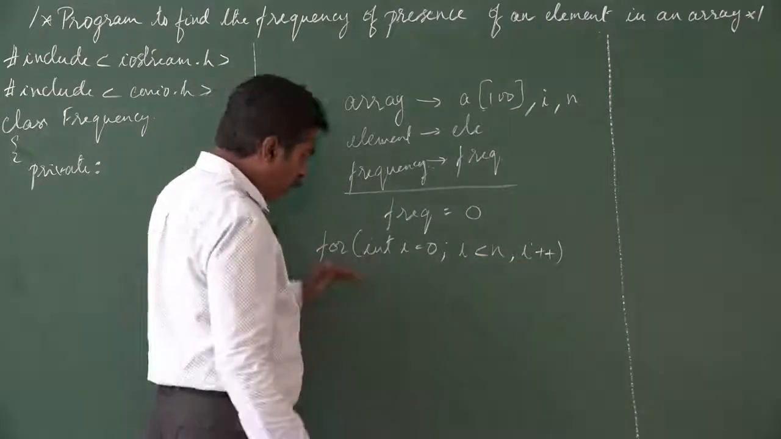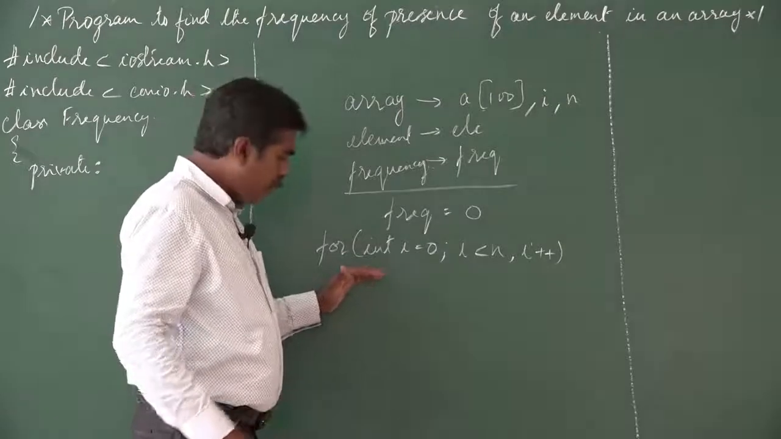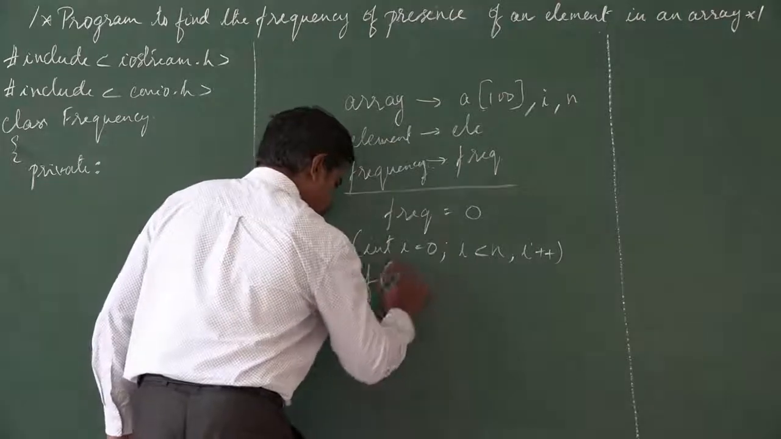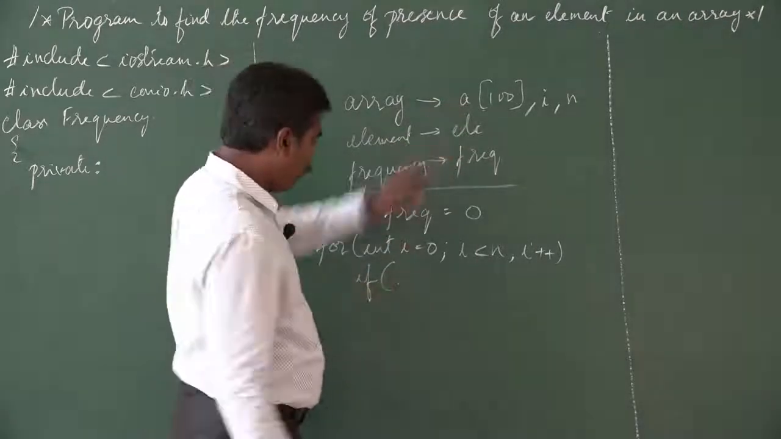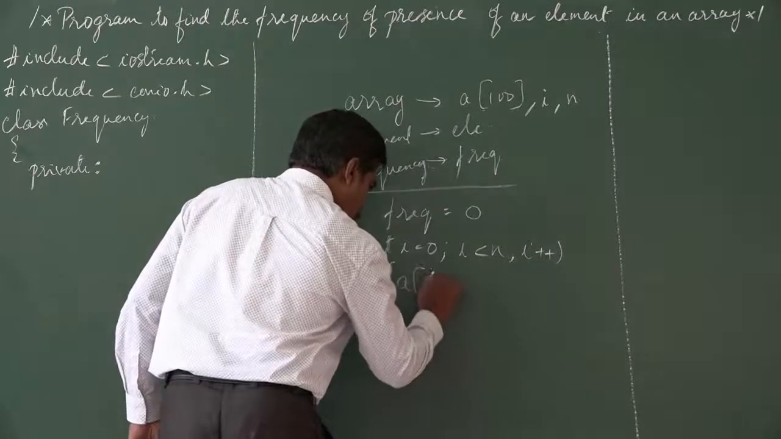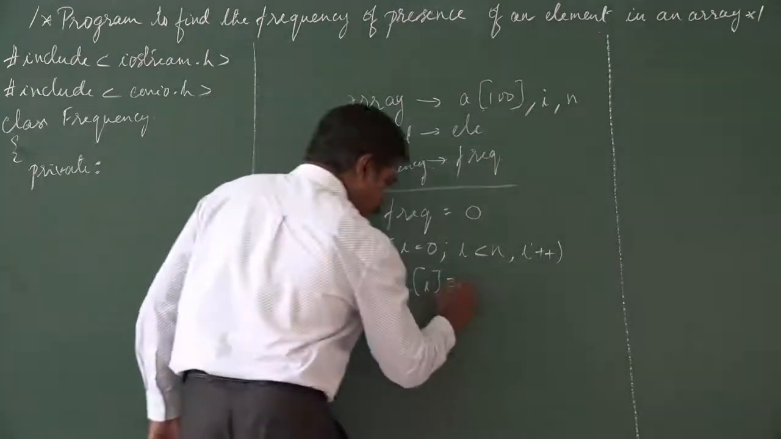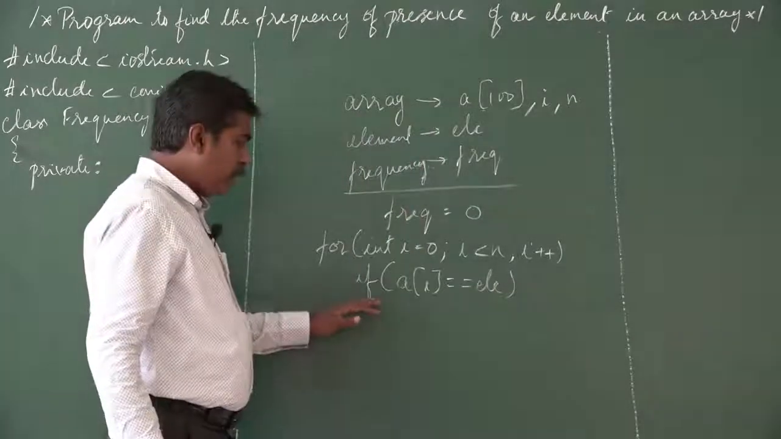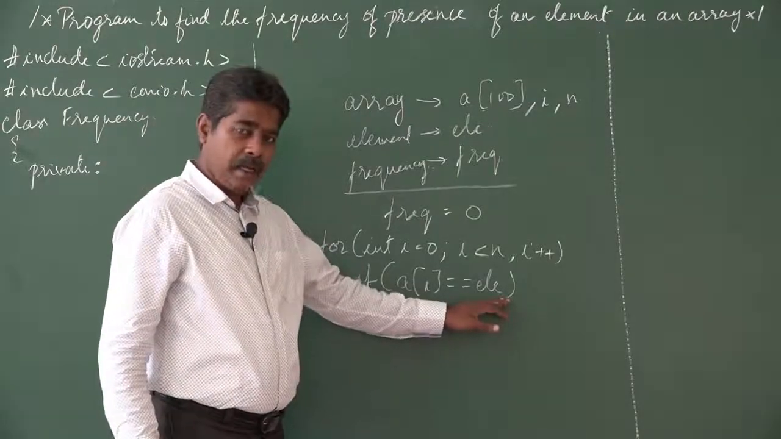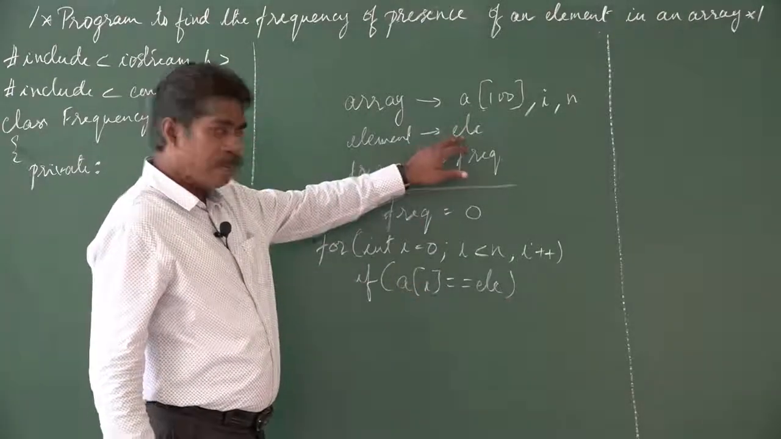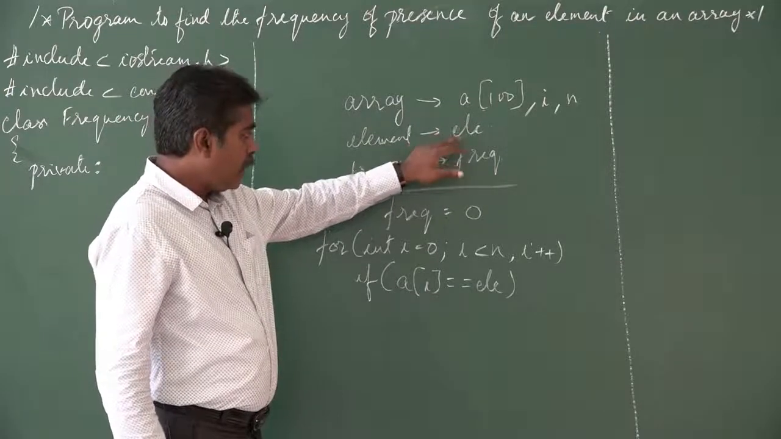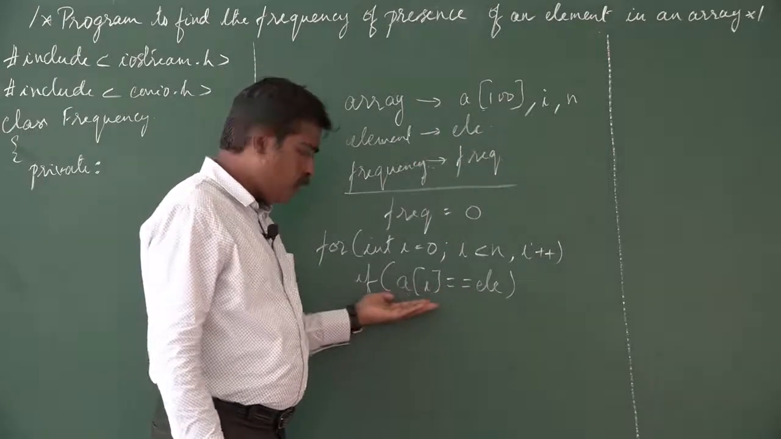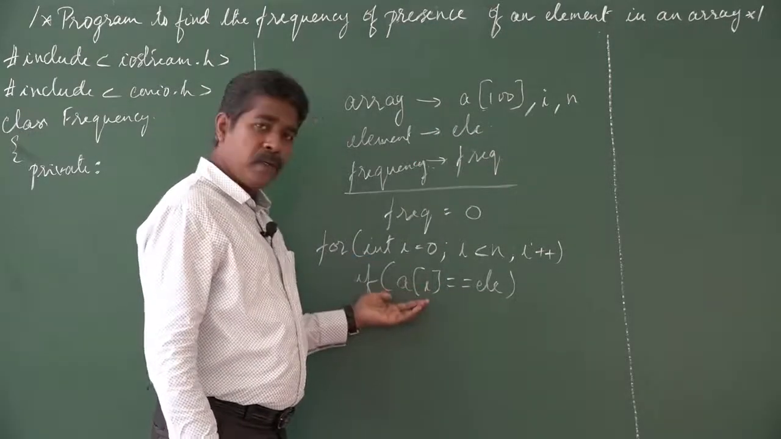Further moving, I would like to write a condition. That condition will be: if the array name, A of i, equals ELE. If A of i equals ELE, that is the element which we are going to search, that element we assume that we have considered, and then we compare it with A of i. So i's initial value is 0.